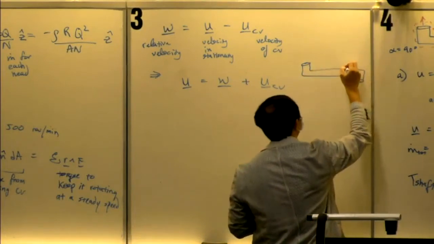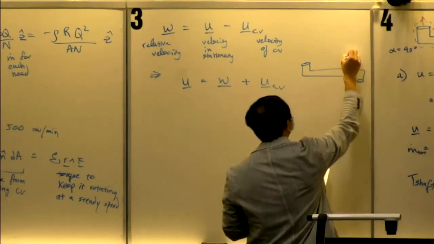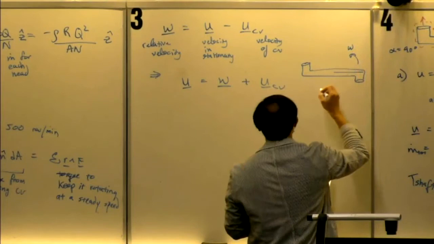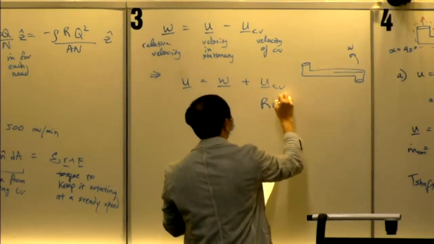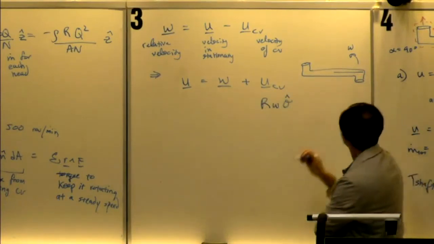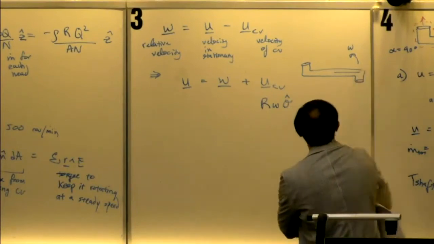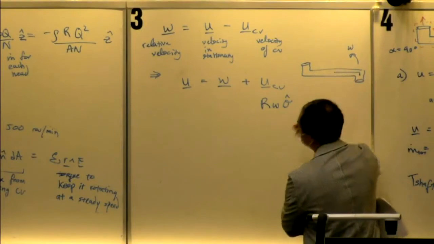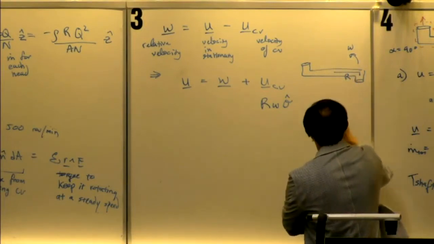So they told us that it's spinning, and we already know from the previous problem it's going to spin in this direction. They told us it's spinning at a frequency omega. And so the speed here is simply r omega times theta hat. That's the speed, and we really only care about the speed at the exit, because that's where everything's calculated. So remember, this thing is r, capital R.